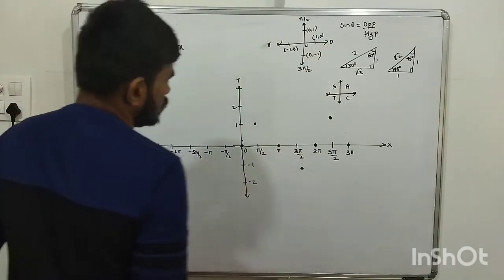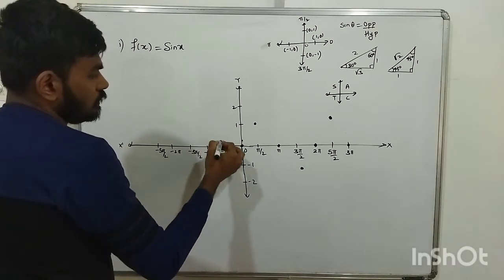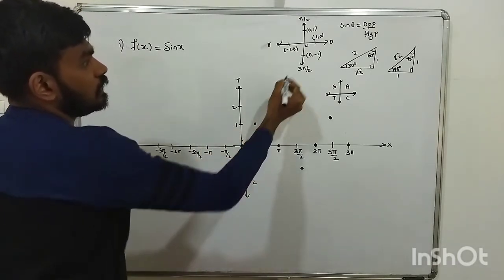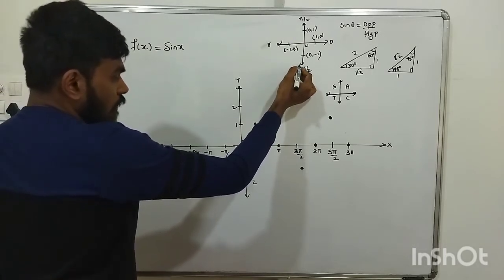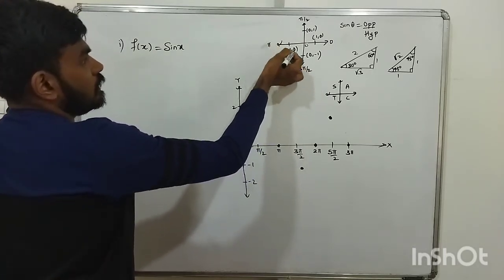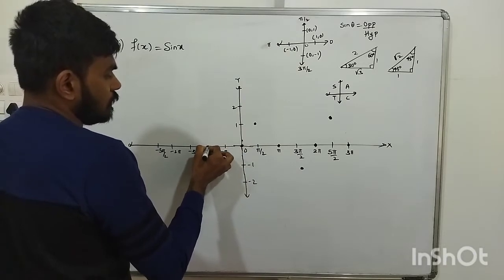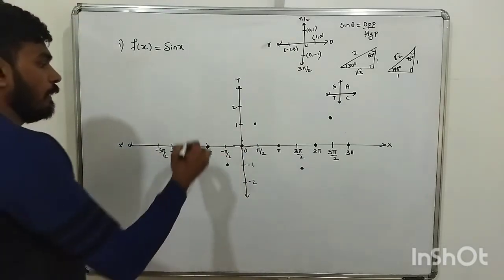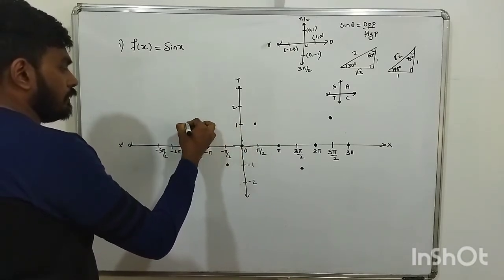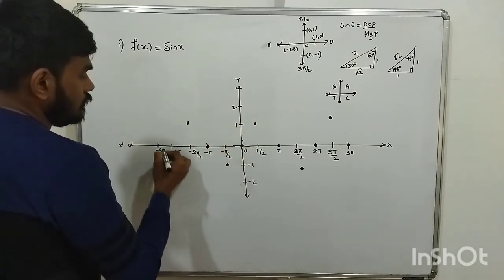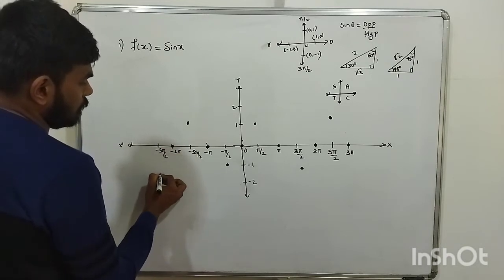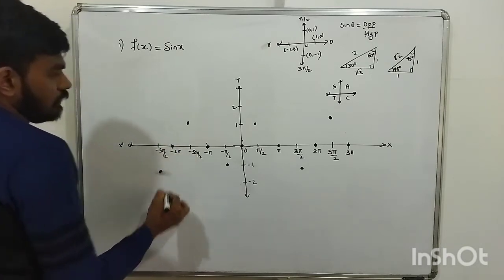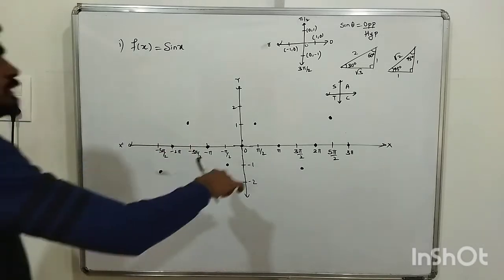It is minus 1, correct? So sine minus pi by 2 is minus 1, so it will come here. Sine minus pi, so it is 0, correct? Then sine minus 3 pi by 2 will come here. Sine minus 2 pi will come here. Then sine minus 5 pi by 2 will come here, correct? So you can see the graphs now.